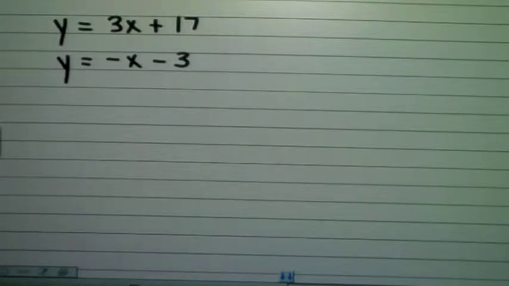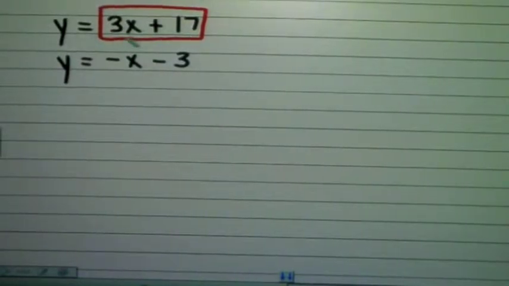It looks a little different, but it's actually a very similar problem. Because they're both solved for y, we can actually start with either one of these equations. I'm going to start with the top one just because it's easier for me to work with. So I'm going to take this y equals 3x plus 17, and again I need to put it in place of y. In this case, my y is on the other side of the equal sign.